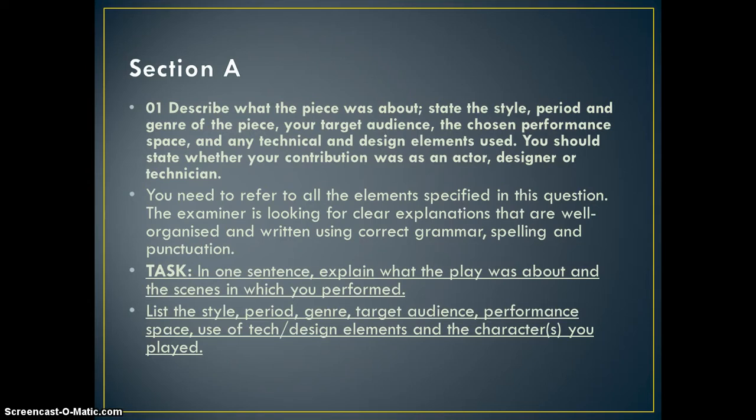Okay, so the first thing you need to do is you need to write in one sentence and as concisely as possible the plot of the play and the scenes in which you performed. That's going to be really tight and difficult, but in your revision notes, write down that one sentence and then memorize it. Then go on to list the style, period, genre, target audience, performance space, use of technical and design elements, and the characters you have played. If you did the technical elements, then write down the technical element and how that contributed to the piece. Alright, so make that list.